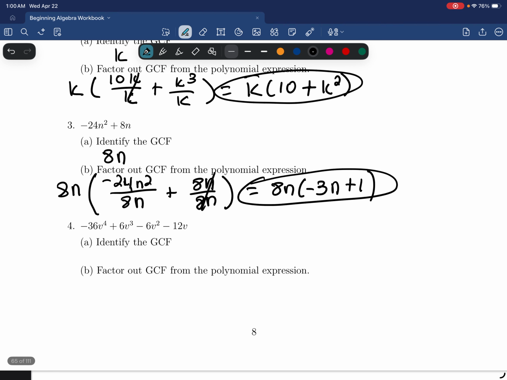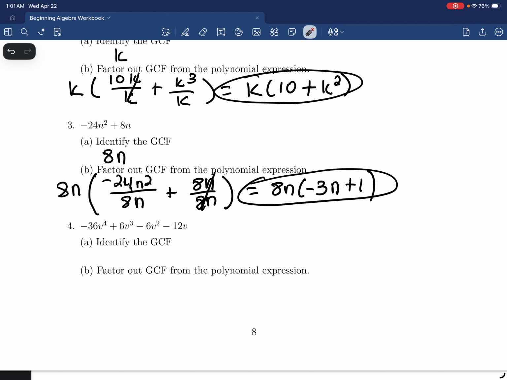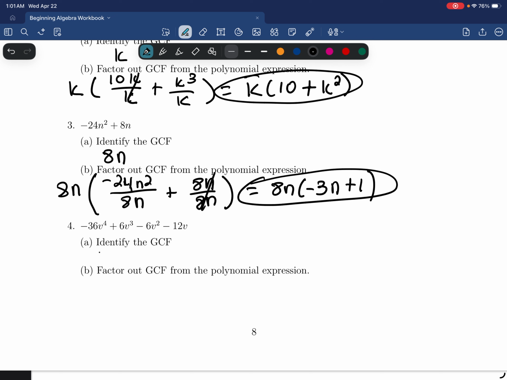For our last example, I encourage you to pause the video and try this on your own. Now let's go through this together. For the greatest common factor, when I look at the coefficients, I can see that all of them are divisible by 6, so I'm going to write that out. All these terms also have the variable v, and the smallest power is 1, so I'm going to divide everything out by 6v specifically.